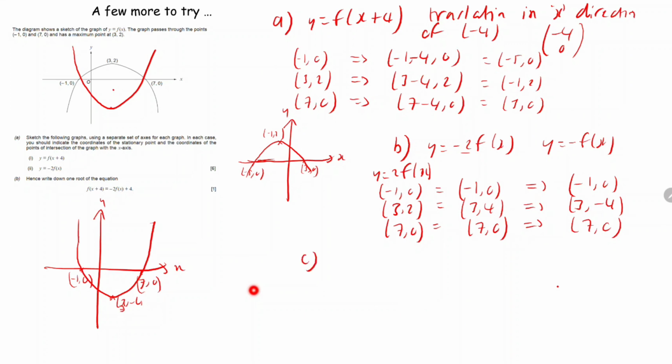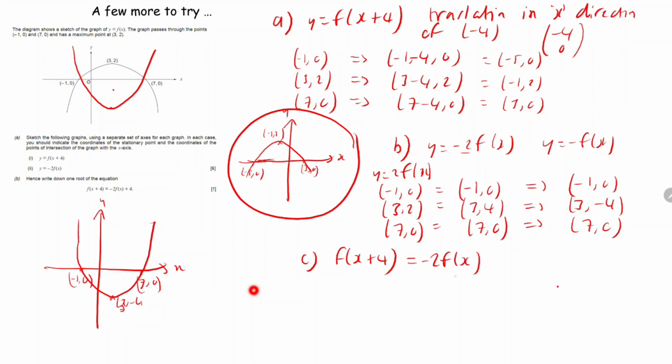Okay, so for this 1 mark question here, what you'll notice is on the left hand side we've got y equals f of x plus 4. That was this first transformation we did. And then on the right hand side we've got minus 2 f of x. This was the second transformation we did. And then we've got this plus 4. Now remember, that will push the graph up 4.